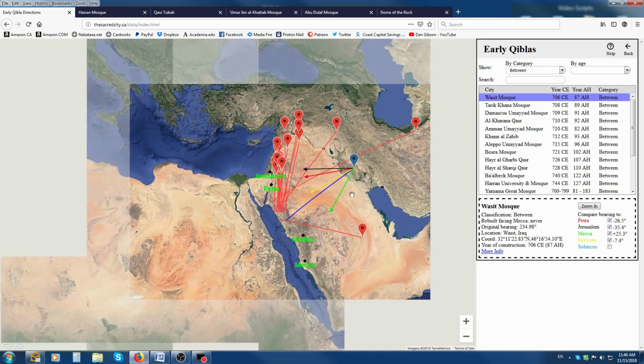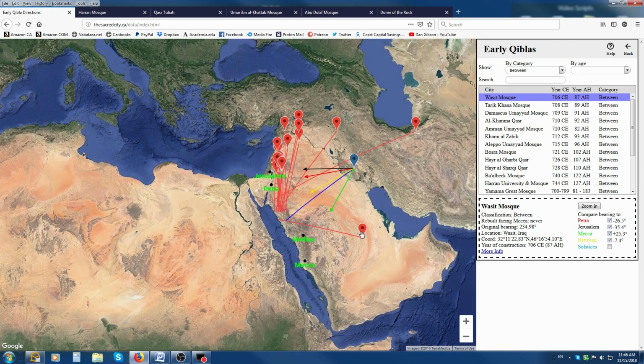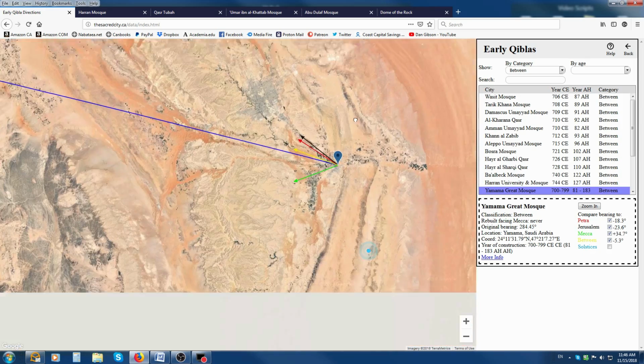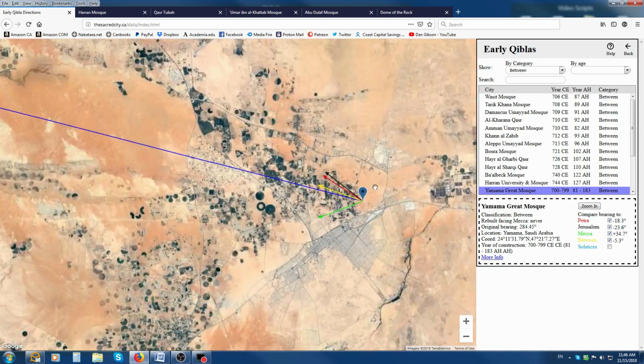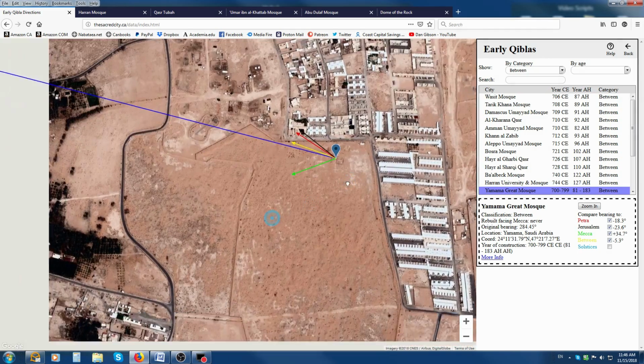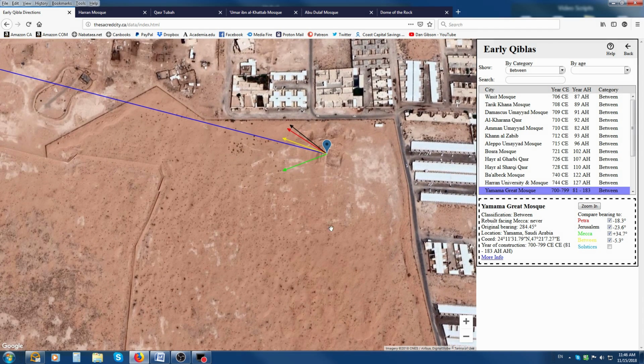Now I want to point out one special mosque. That's right here, the Yamama Mosque. Let's zoom down here with my zoom button. A couple of things about this. When you go down here, you can zoom in quite close, and you say, well, that's not very clear. Well, there's a reason for this.